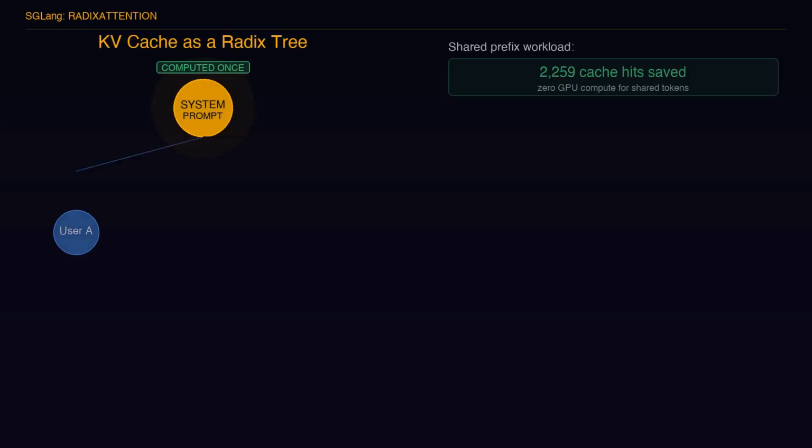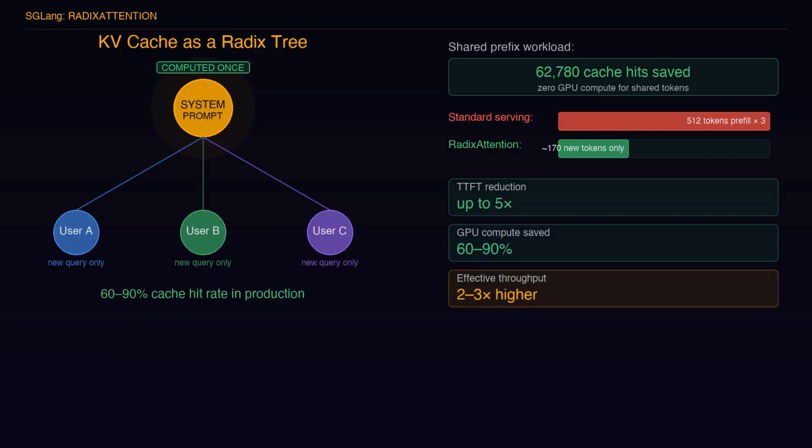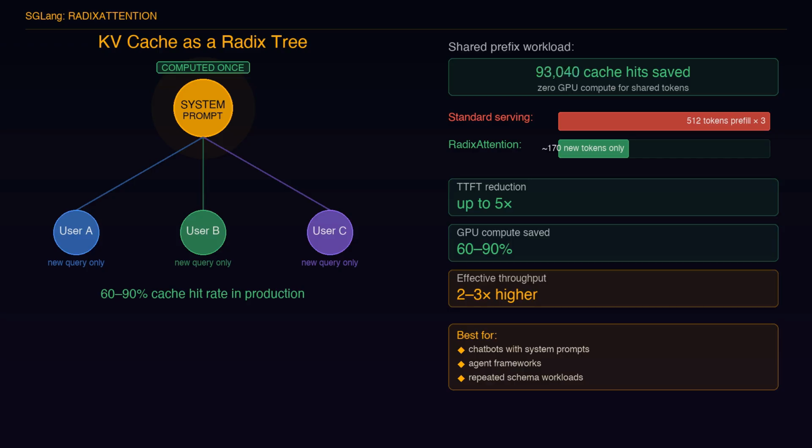SGLang asks a different question. Why are we computing the same KV cache entries for the same tokens, over and over, across every request? Consider a production chatbot. Every request starts with the same 400-token system prompt: company context, persona, safety guidelines. In a standard setup, every request runs a full prefill over those 400 tokens. For 10,000 daily users, that's 4 million identical prefill operations. Pure wasted GPU cycles. SGLang's RadixAttention eliminates this.